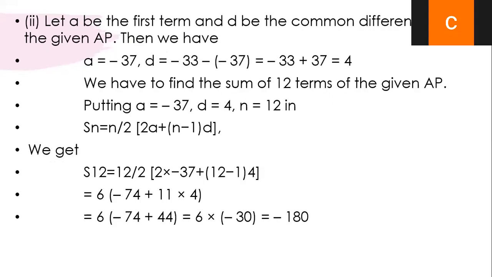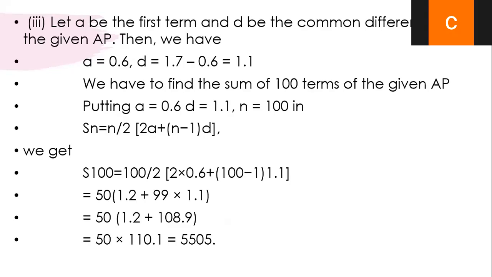Second one, a value minus 37, d value 4, then n value 12. Have you all got minus 180? Yes, ma'am. I'm asking everyone. Only Ranjani is answering. Third question, decimal numbers. A value 0.6, d value 1.1 and n value 100.